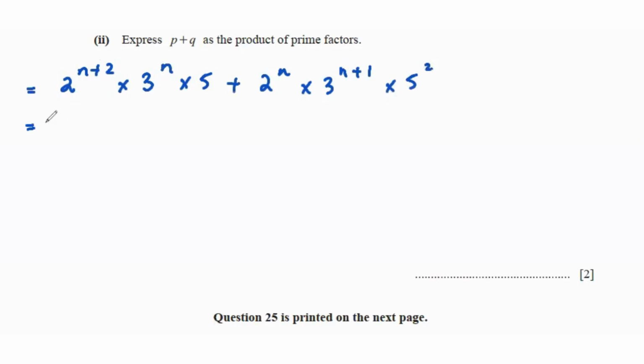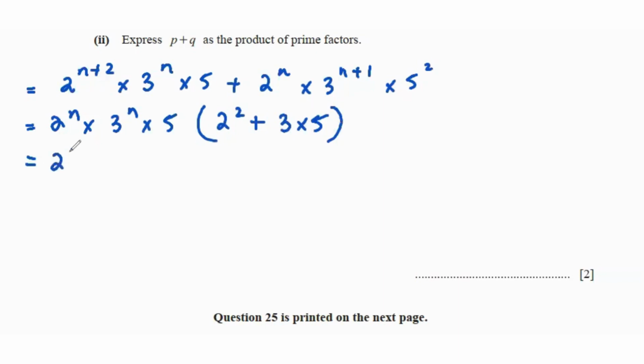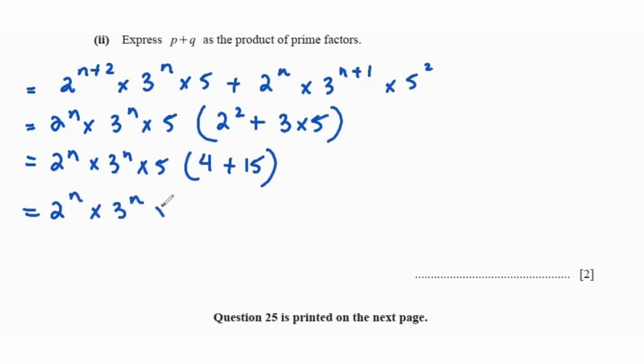So I'm going to take 2 to the power of n common, 3 to the power of n common, and 5 common. So that leaves me with 2 square plus 3 times 5. So that is going to be 4 plus 15. So answer is 2 to the power of n times 3 to the power of n times 5 times 19. That is the answer as a product of prime factors.